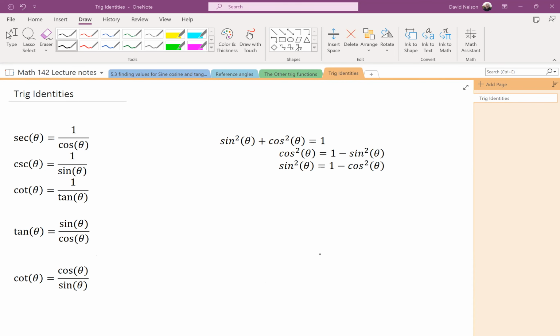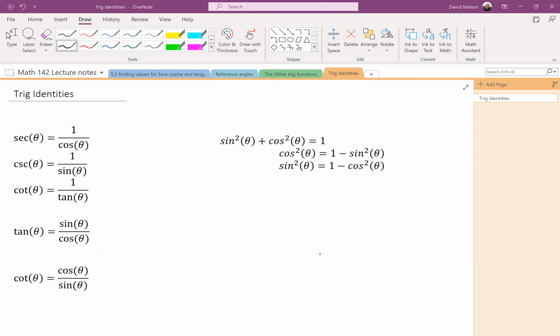In working with the trig functions, a lot of times the trig functions are interrelated. It's often beneficial to change from one trig function to a different trig function. It simplifies an expression or makes it easier to do some subsequent math with. And so we want to talk a lot about trig identities.